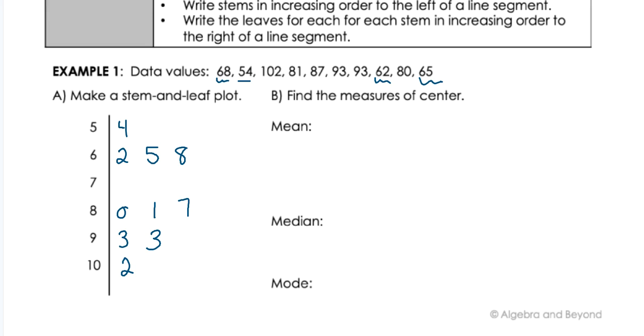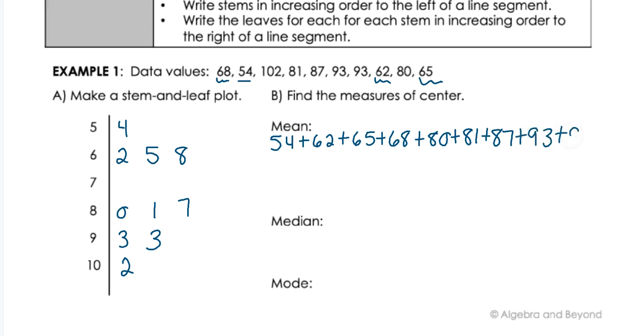All right, so now that we have them in order, we are going to go through and find the measures of center. So for our mean, we're going to add them all up: 54, 62, 65, 68. Then we have our 80, 81, and 87. And then we have two 93s and a 102.